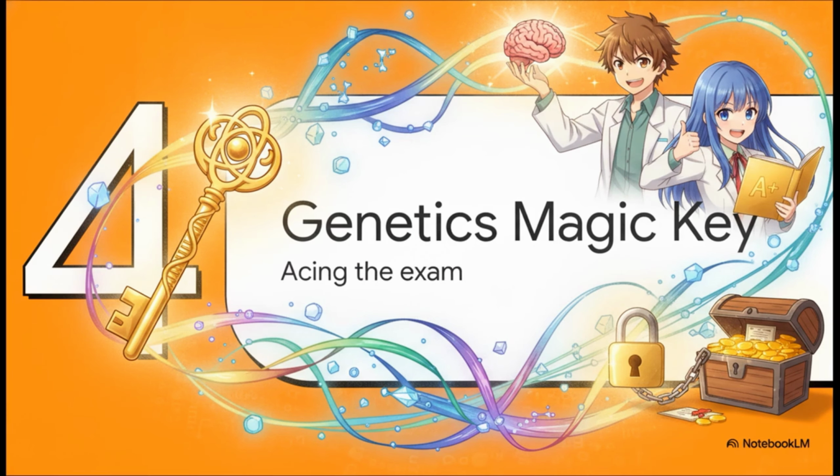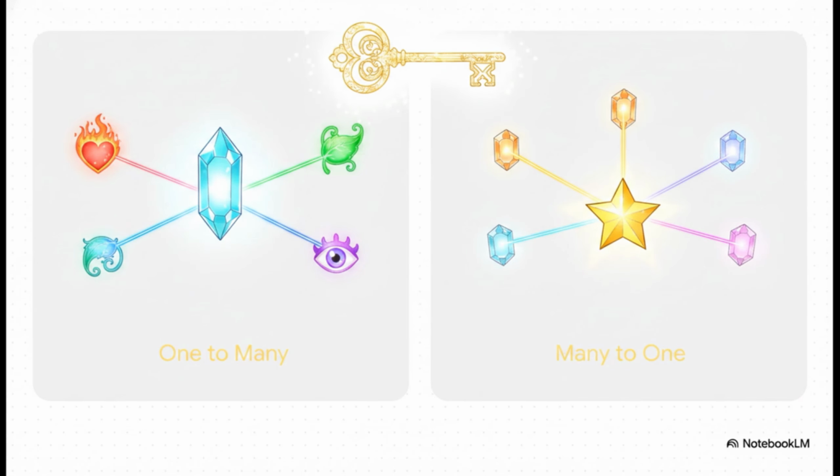Section 4. Your genetics magic key. Acing the exam. Okay. Time to translate these fun analogies into the ultimate exam-saving strategy. This is exactly how you lock down those full marks. Here is the direct comparison you need. Pleiotropy is one gene pointing to many traits. Polygenic inheritance is many genes pointing to one trait. Just memorize that one-to-many versus many-to-one relationship. If you keep this locked in your mind, you are absolutely never going to mix these up again.